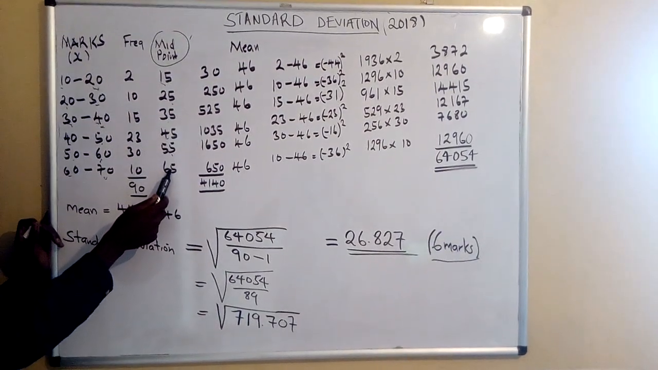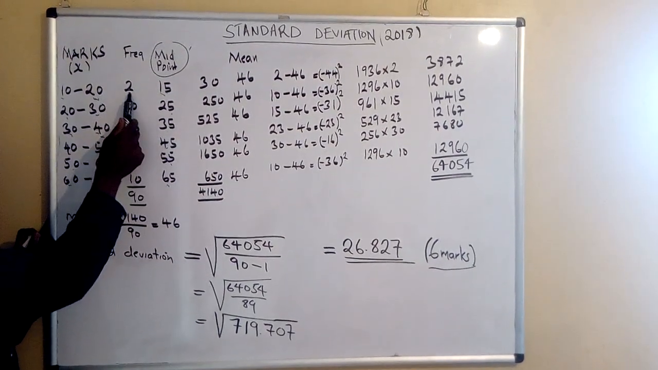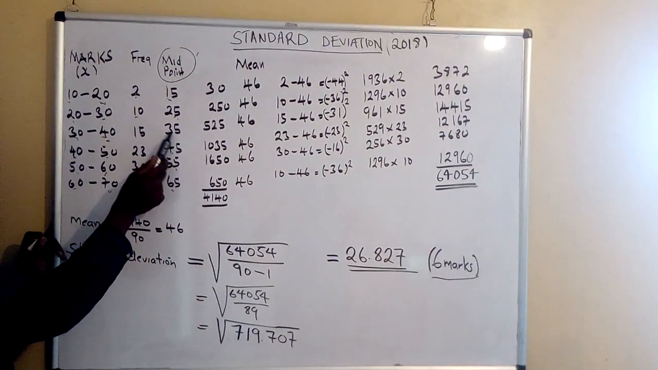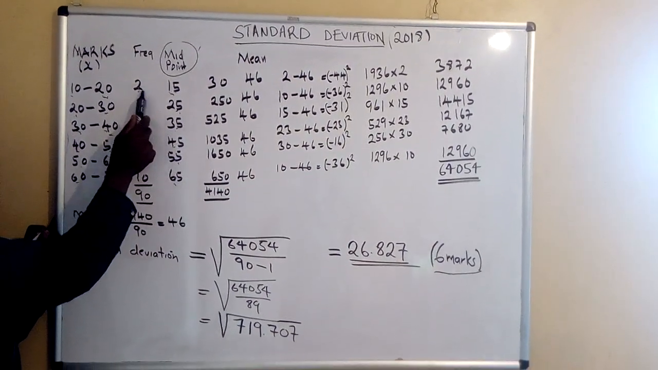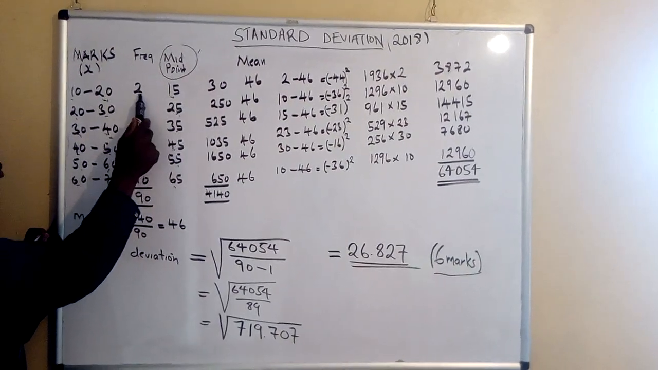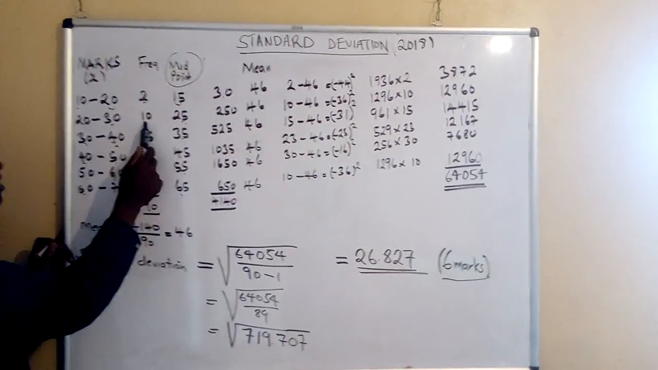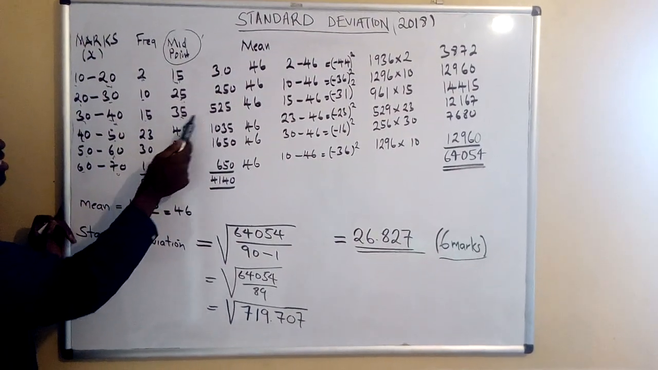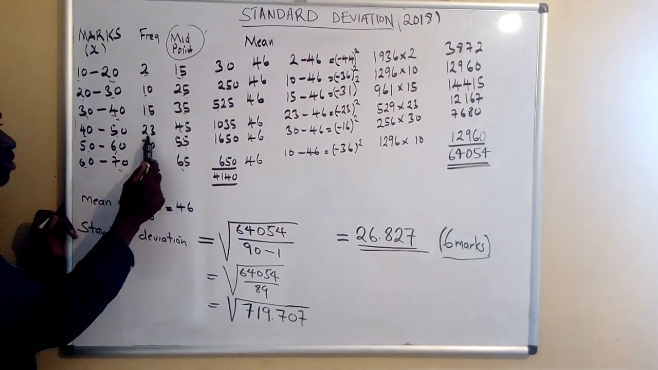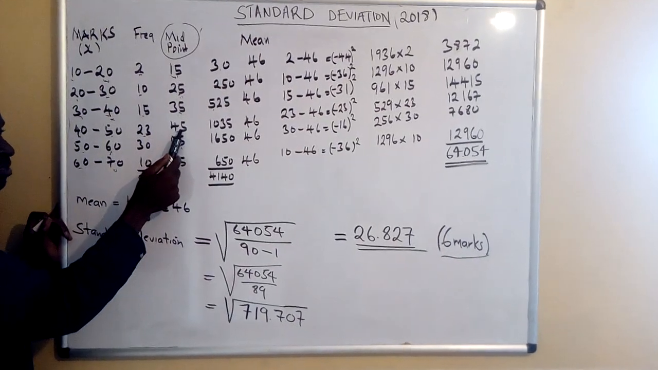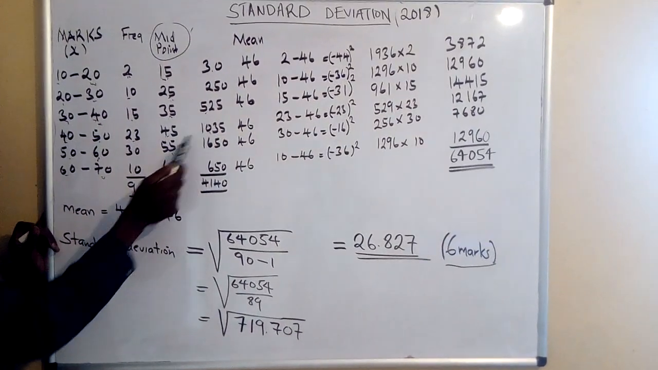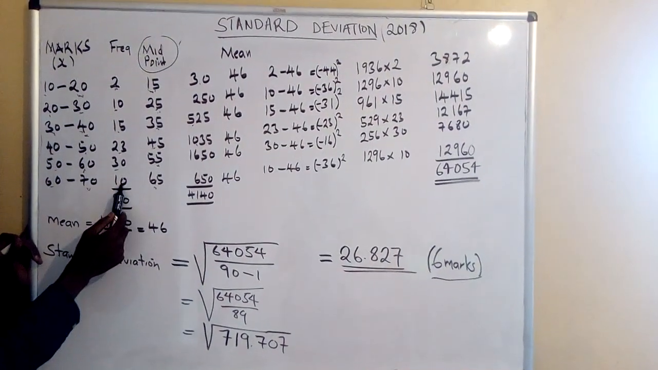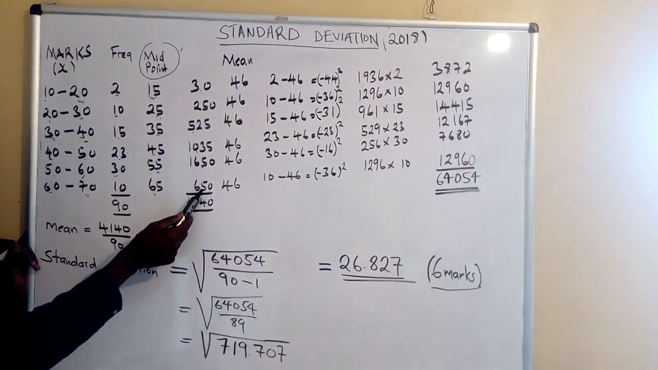The next step now is to multiply the frequency by the midpoint. Frequency by midpoint. So 2 by 15 gives us 30. 10 by 25 gives us 250. 15 by 35 gives us 525. 23 times 45 gives us this number. 30 by 55 gives us this number. 10 by 65 gives us 650.